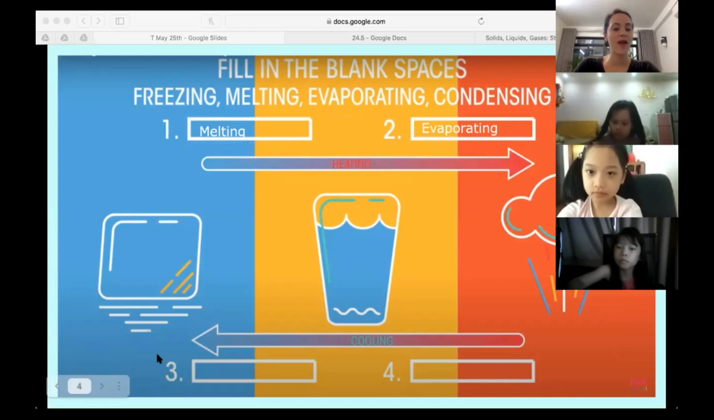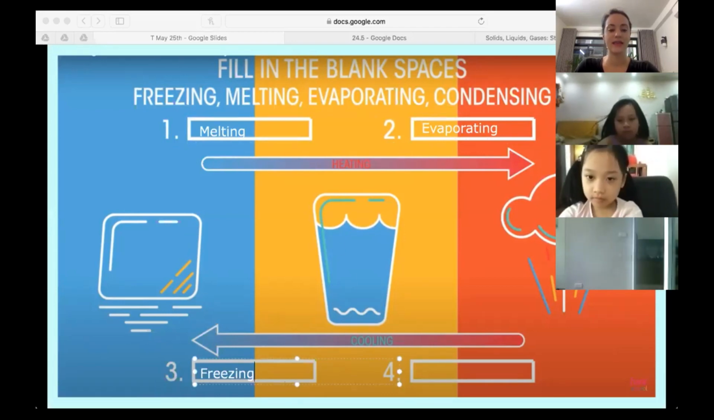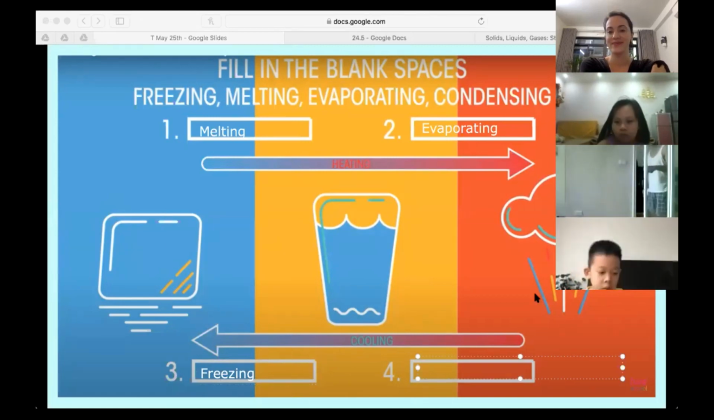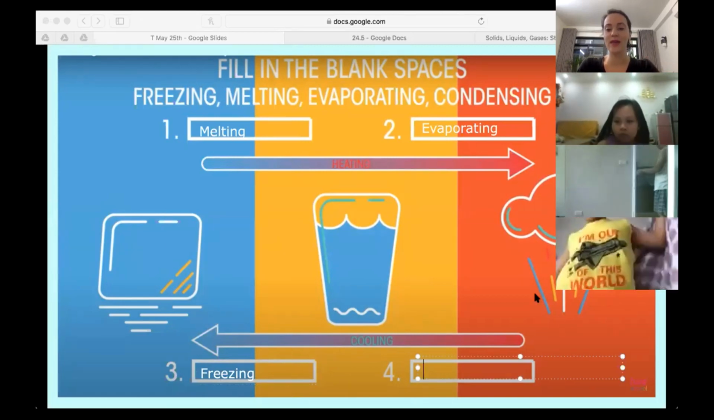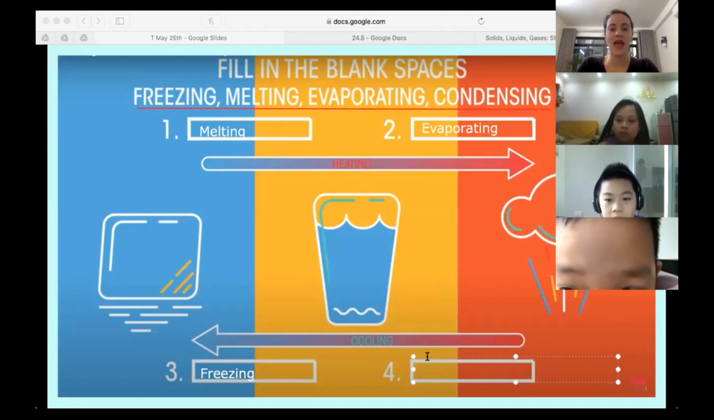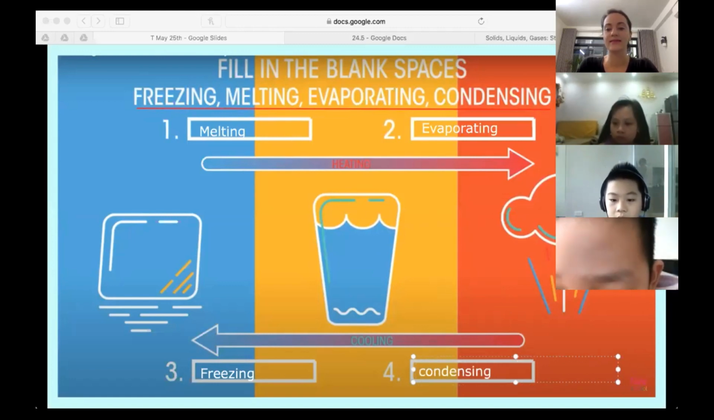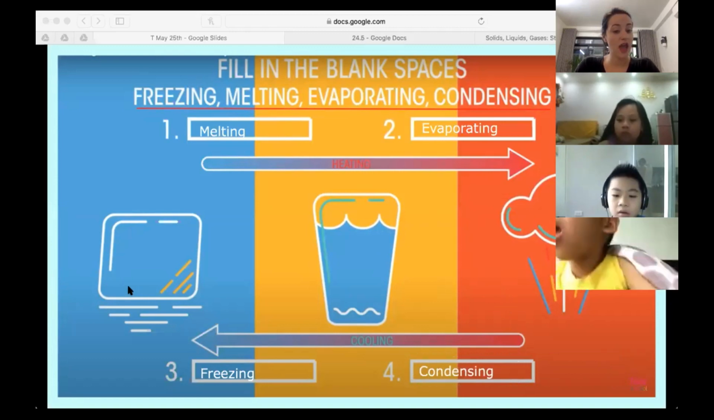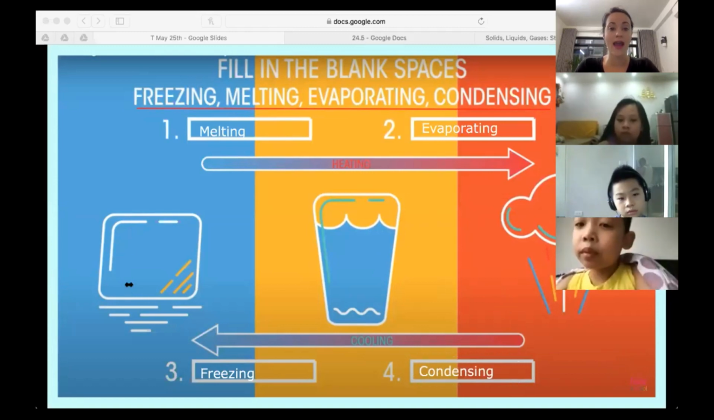Okay, let's hear from Puppy, number three. Freezing. Good, freezing, liquid to solid. And the last one, number four. Number four, Banana, go ahead. Gas to liquid. And what goes in number four? Condensation. Good, can you say condensing? Condensing. Very good. All right. If you didn't check your work on the video, go ahead and check it now.